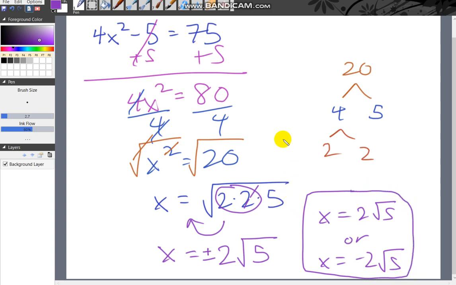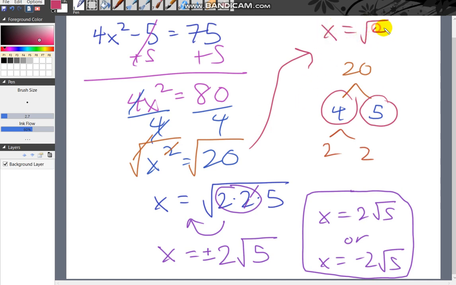So another way that you could do this, again, if you just don't like the way that I've been explaining it, is to take these two numbers here. Basically, this part just becomes x equals the square root of 4 times the square root of 5, and that's the same thing as 2 square root 5, which is exactly what we have there. So again, it's all a matter of preference what you decide to do. But basically, that's how you would solve something like that.